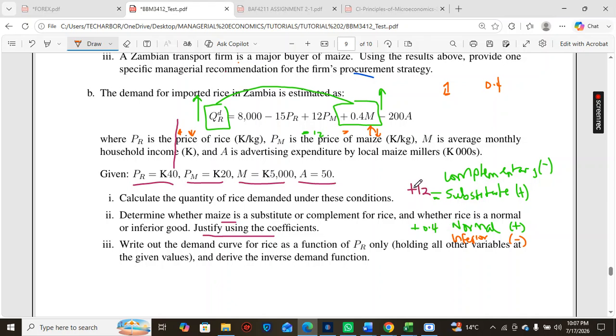And this 12, when price of maize increases by 1 unit, all right, quantity demanded of rice is going to increase by 12 units. When price of maize drops by 1 unit, quantity demanded of rice will drop by 12 units. Okay, that's what these numbers basically are representing.